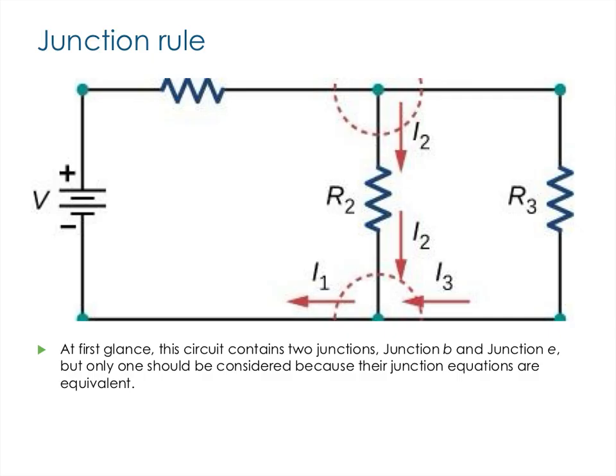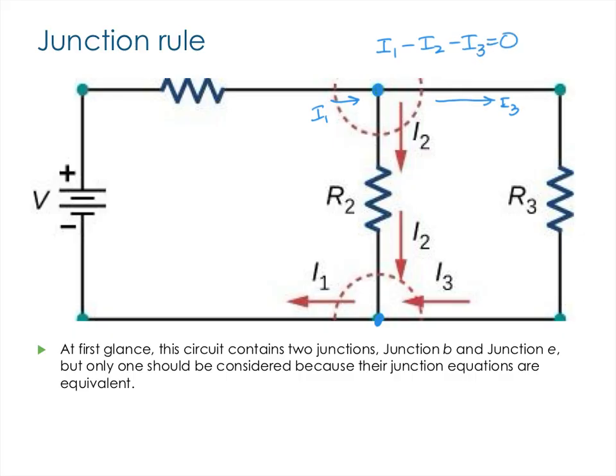Here's a picture where we could do a junction rule. And at first, you might think that, oh, I have two junctions, so I can do it twice. But you should actually notice that if we do it for this junction and this one, we're going to get the same expression. For instance, up here we have I3 and I1. So coming in, I would have I1 minus I2 minus I3 equals 0.